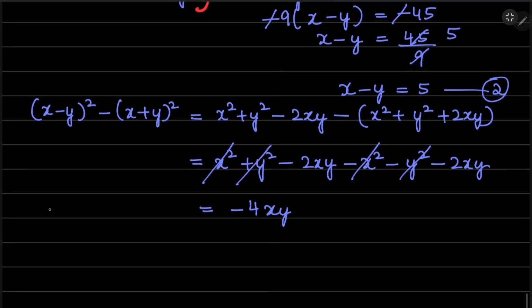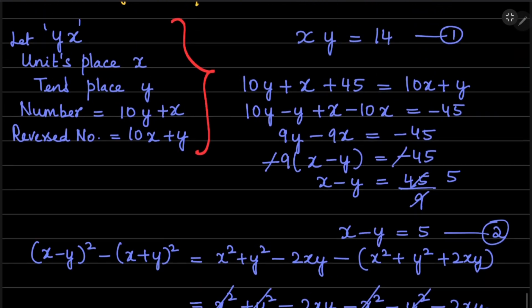Okay. So here, what is this? Since it's a minus 4xy, I'll take negative common out. So this will become x plus y the whole square is equal to, okay, let this be negative itself. Minus of x plus y the whole square. I will take this to the other side. That is minus x minus y the whole square.